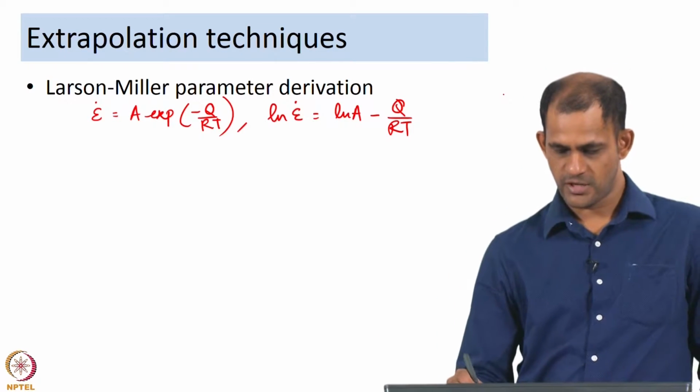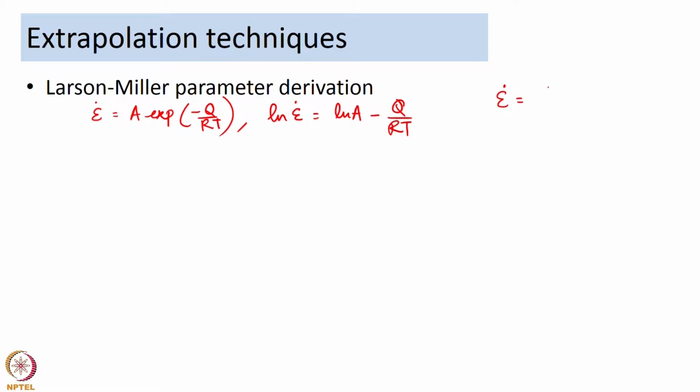The strain rate of deformation can also be written as epsilon r over t r. Epsilon r is the strain to rupture, and t r is the time to rupture.